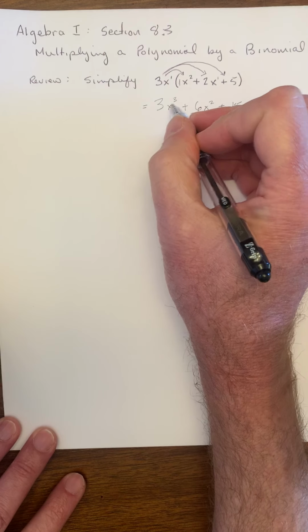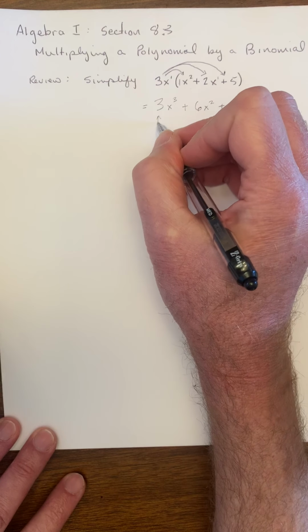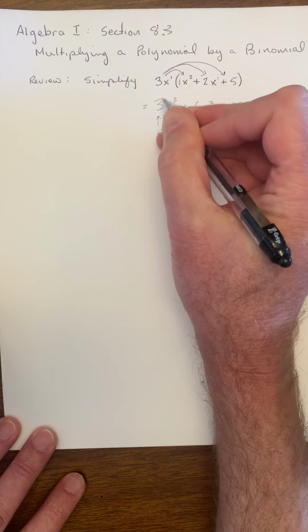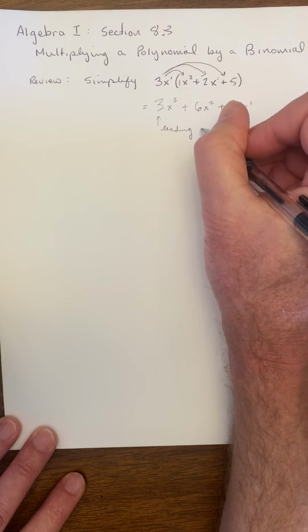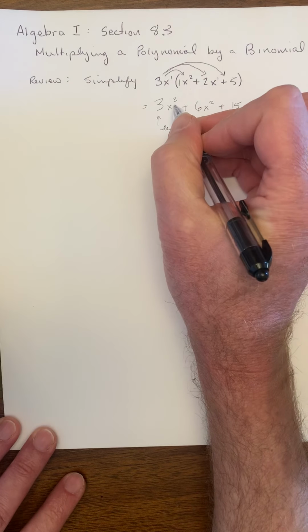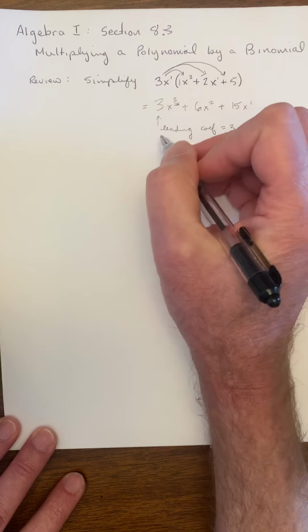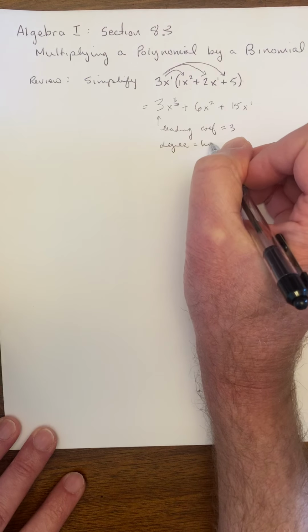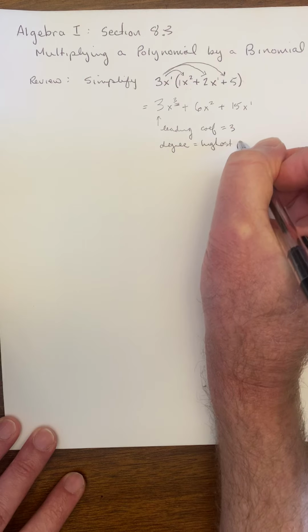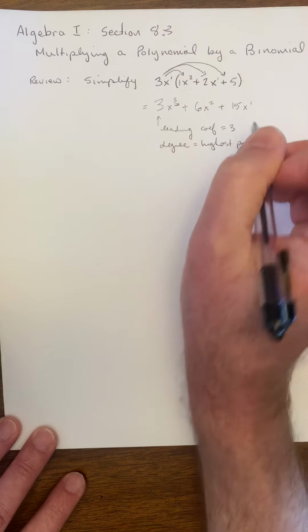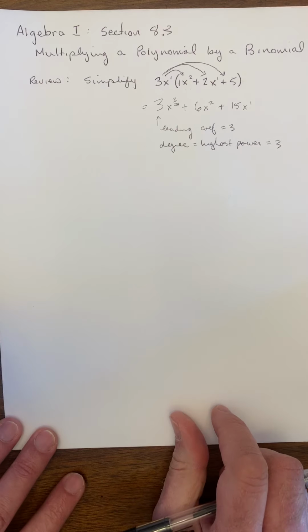Also, the leading coefficient is the coefficient of the term with the highest power. So in this case, the leading coefficient is equal to 3. And this is a little confusing because it's the same number, but the degree is the highest power, and that is also, in this case, equal to 3. So just a little bit of review and reminder.